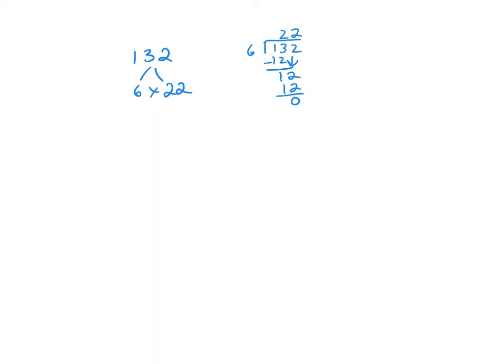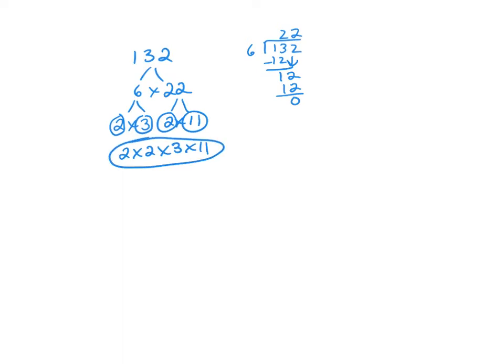Now neither one of those is a prime number, so I'm going to break them down again. 6 I'm going to break down as 2 times 3. 22 I'm going to break down as 2 times 11. Well, all of those numbers now are prime numbers, 2, 3, 2, and 11. So I do have my final answer. Usually the final answer is written with the factors in order from greatest to least, or from least to greatest. So I'm going to rewrite my answer as 2 times 2 times 3 times 11.